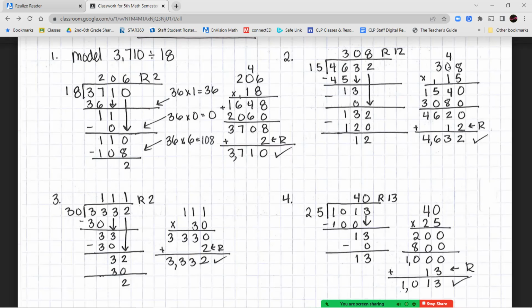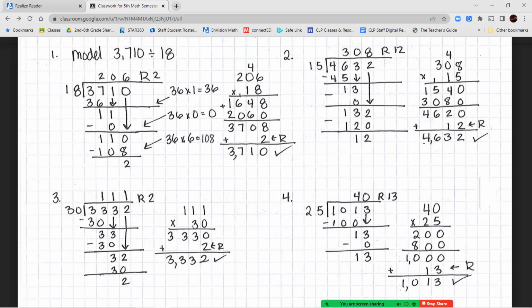I use my inverse operation. I'll do my 308 times 15 to find my product. And then I'm going to add that remainder of 12. And I see that I did get back to my original number of 4,632.